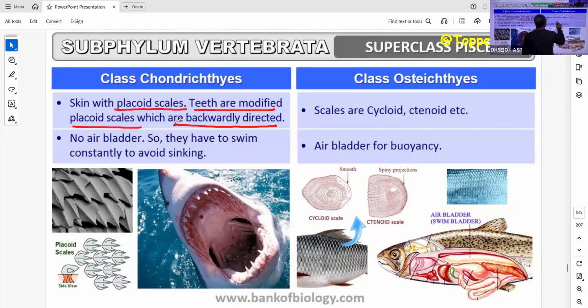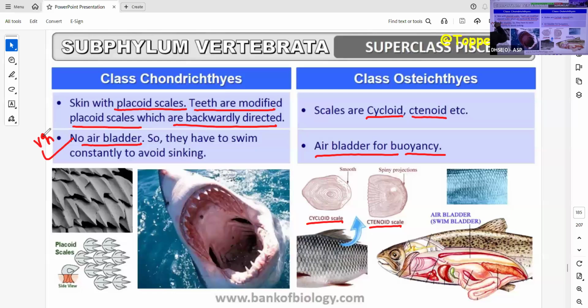इनकी जो scales होती है इधर cycloid होती है या ctenoid होती है. As you can see, these are cycloid scales, these are ctenoid scales. ठीक है. Then इनमें air bladder नहीं होती, no air bladder, but they have an air bladder that helps them in maintaining buoyancy. तो इसका बड़ा problem क्या है?